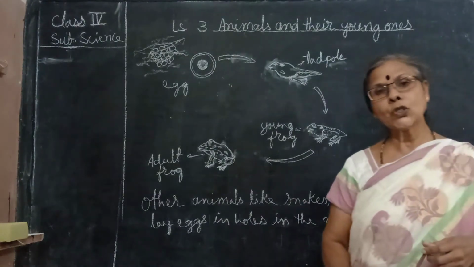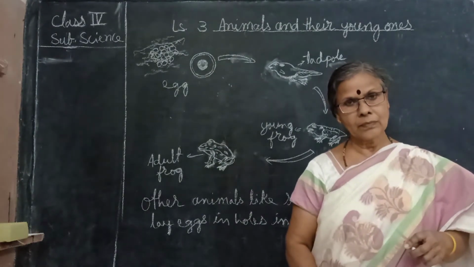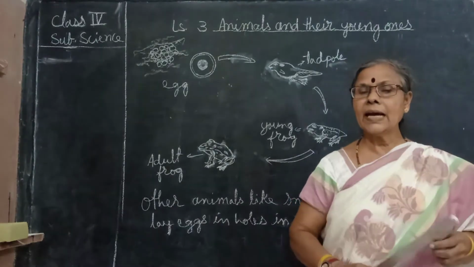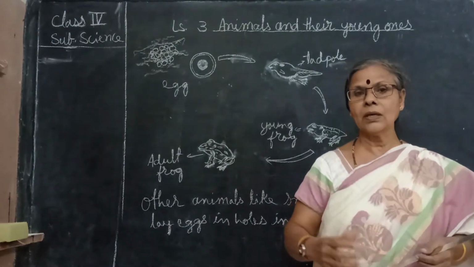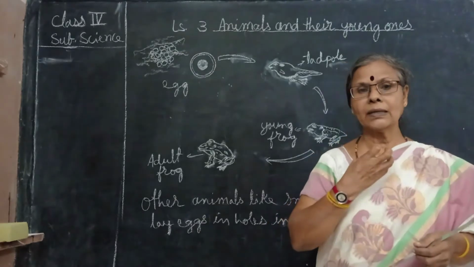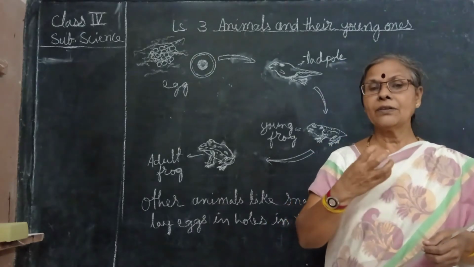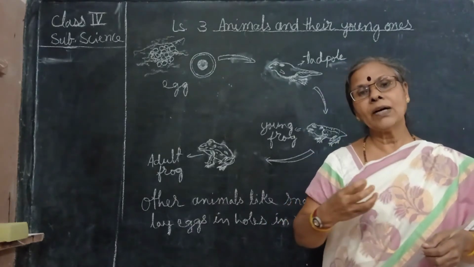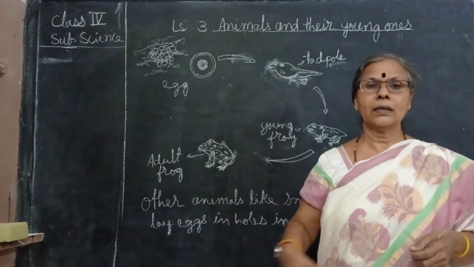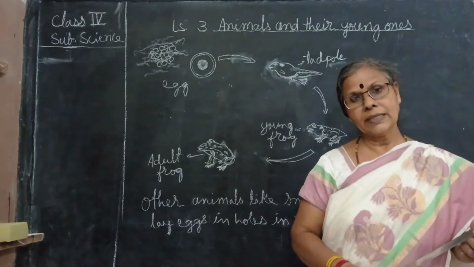Even the crocodile also lays eggs, and when it hatches out, the crocodile has a pouch under its neck. It will catch the babies in its mouth, and one by one it will take them out and go towards the water and leave.